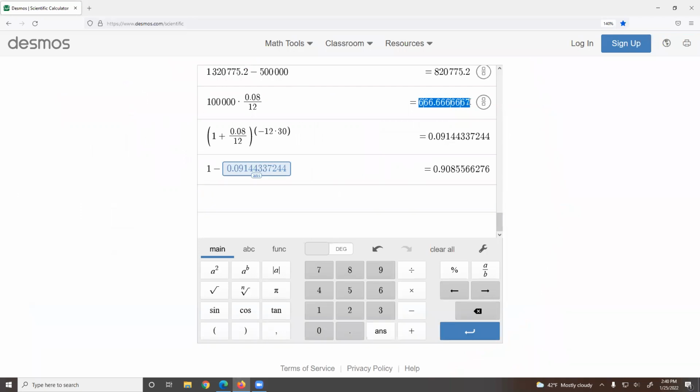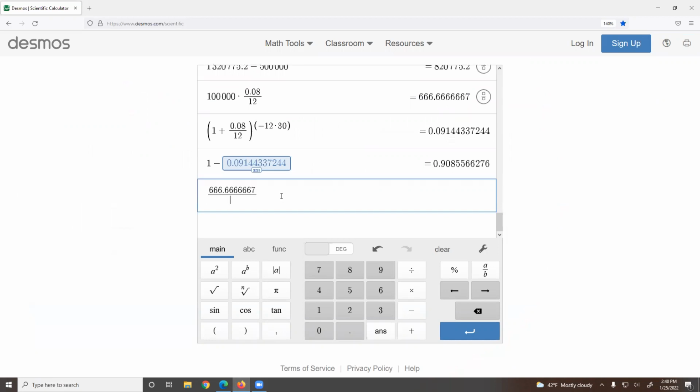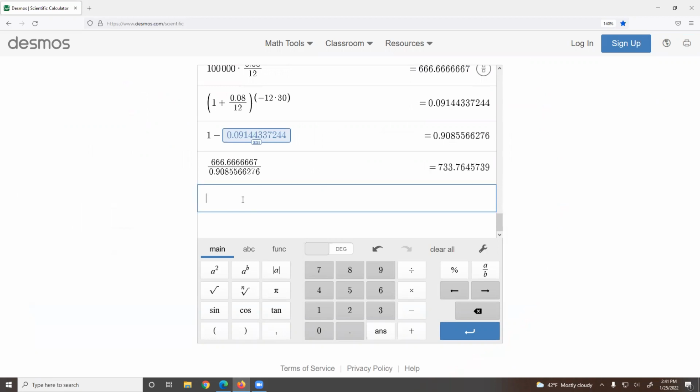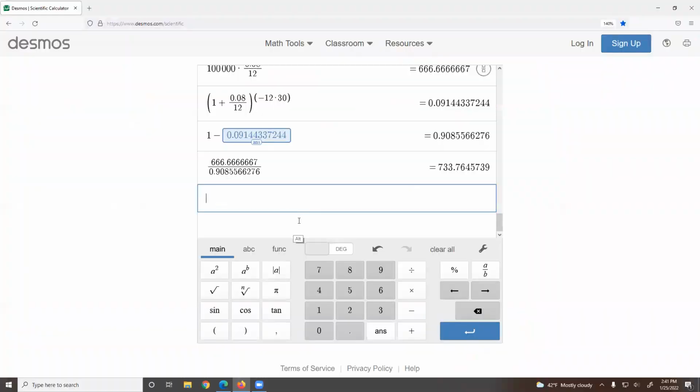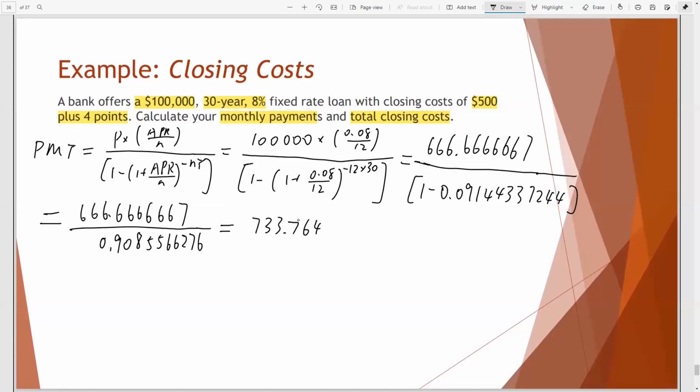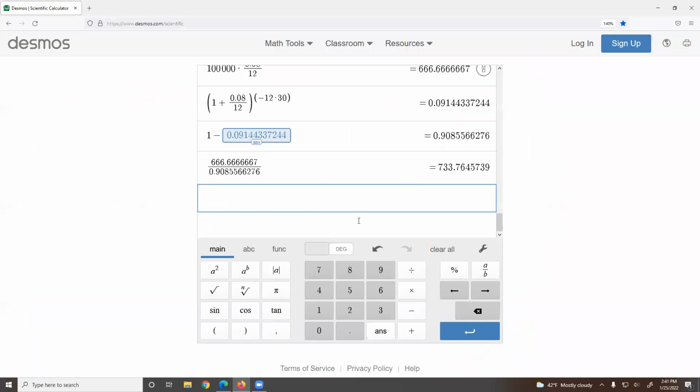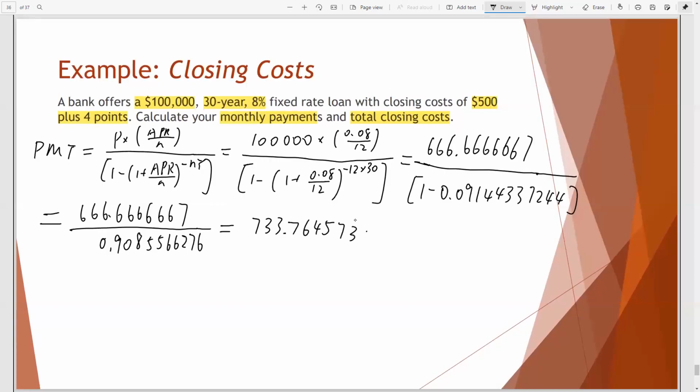So whatever we have here, divided by the last answer we have, 733.7645, that's $733 and 76 cents. All right. So that is the monthly payment, right? $733.76.